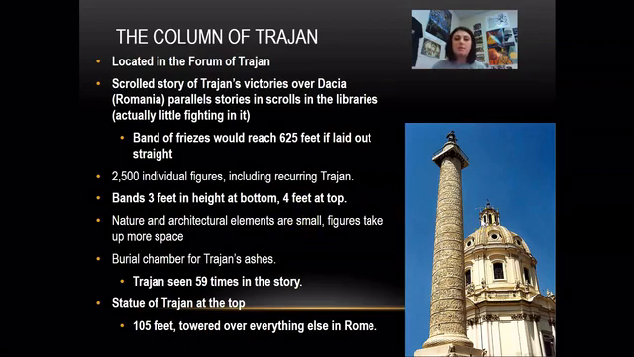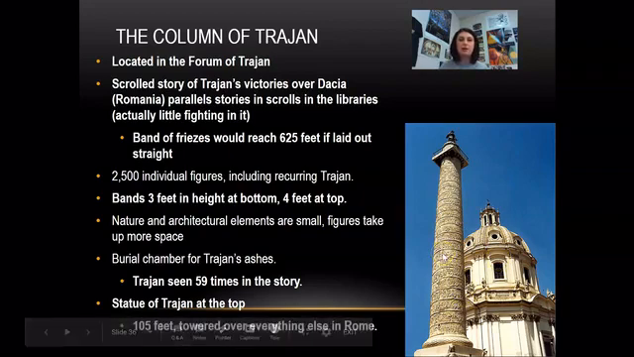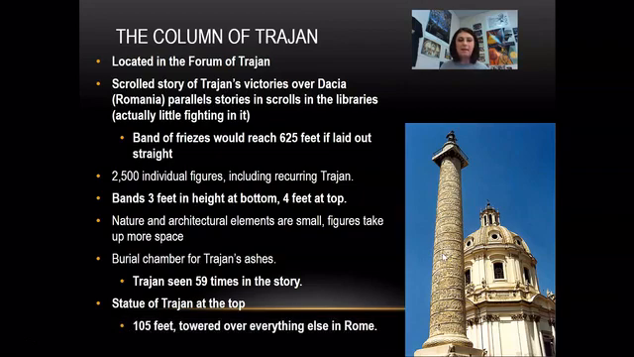So one that they do mention on the 250 is the Forum of Trajan and the Column of Trajan specifically. And in this, you can see starting from the bottom all the way to the top, it would be about 625 feet if it was completely laid out. And Trajan reoccurs, as I mentioned, throughout it. And it is done in that Greek high relief so that you can really see it no matter where you are standing. And it was supposed to hold Trajan's ashes.